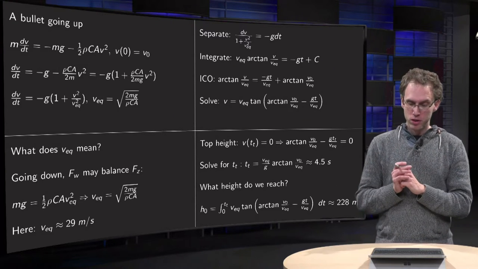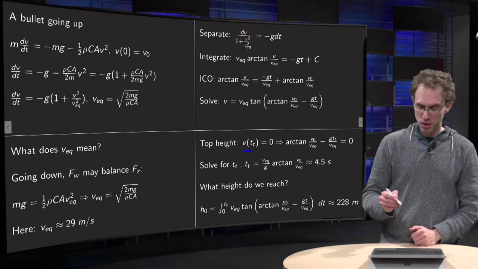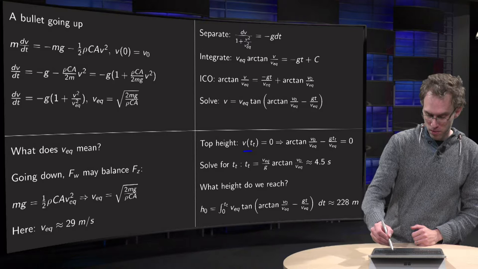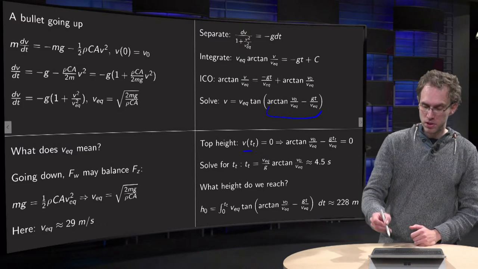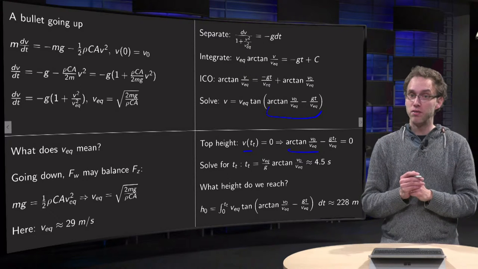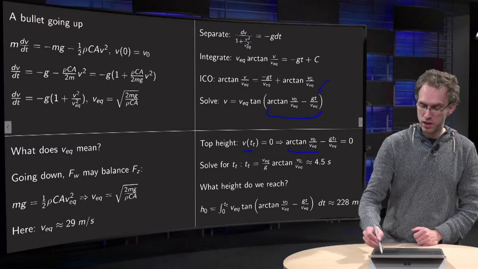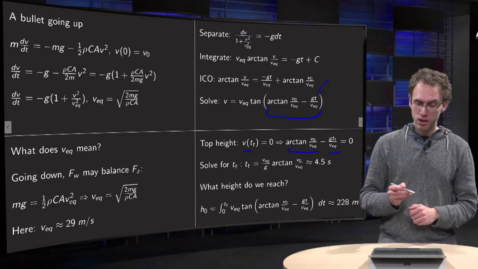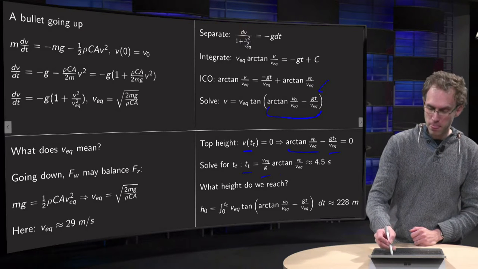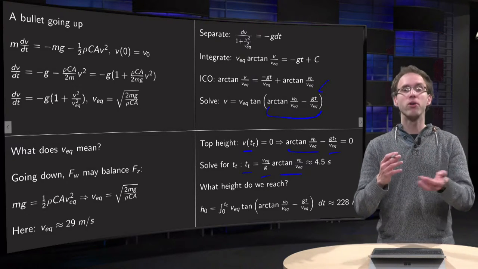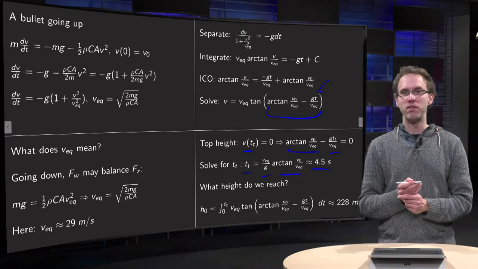So what will be the top height? Well, the velocity at the top height equals zero. So when do you have velocity zero? If this argument of the tangent over here equals zero, so that means that this number arctan v zero over v equilibrium minus this number g t at the top has to be zero. You can solve for t top then. T top equals v equilibrium over g times this number, and if you plug all those constants we had from the previous video, you find approximately 4.5 seconds.